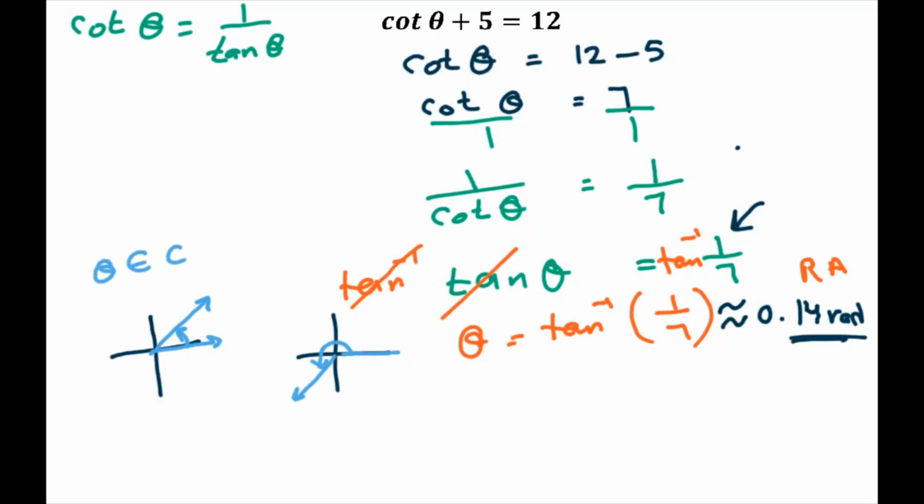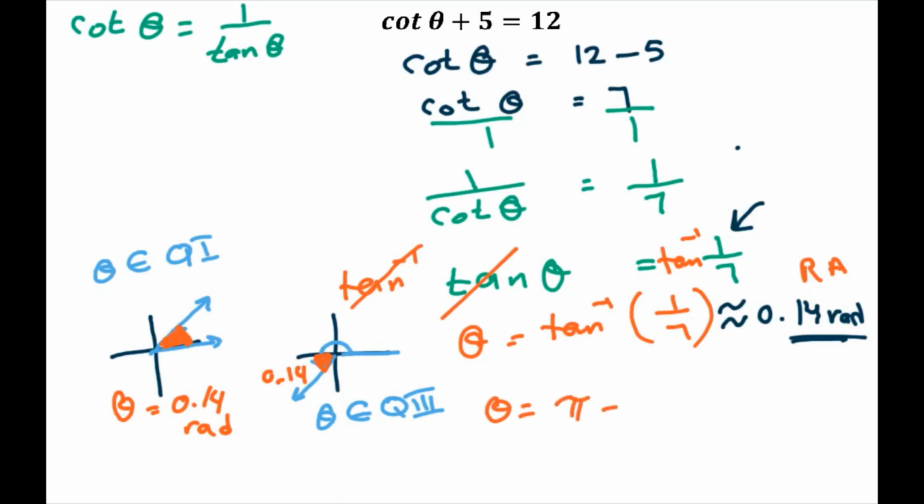So theta in quadrant 1 and theta in quadrant 3. Now in quadrant 1 is going to be an acute angle, so that's a reference angle itself, so it's going to be 0.14 radian. Here in quadrant 3, if this is 0.14 as a reference angle, this is going to be 0.14 as well. Okay, so theta will be equal to pi plus 0.14, and pi here is going to be 3.14. If you add them, that will be 3.28 radian.